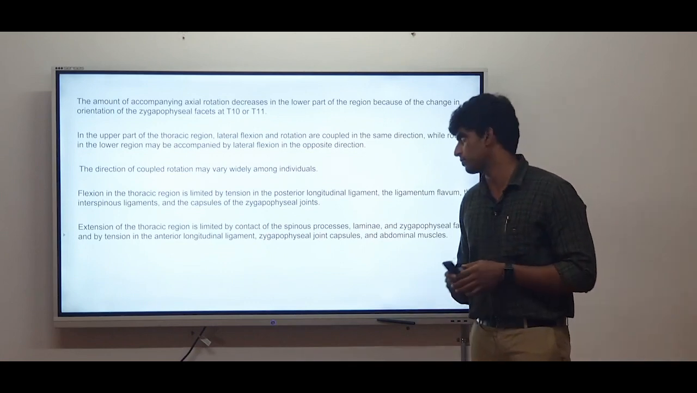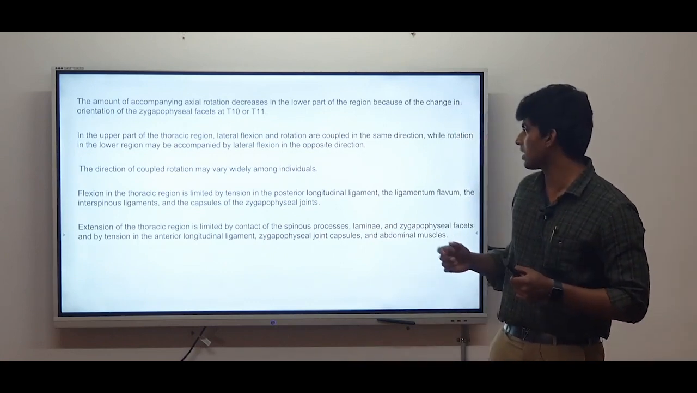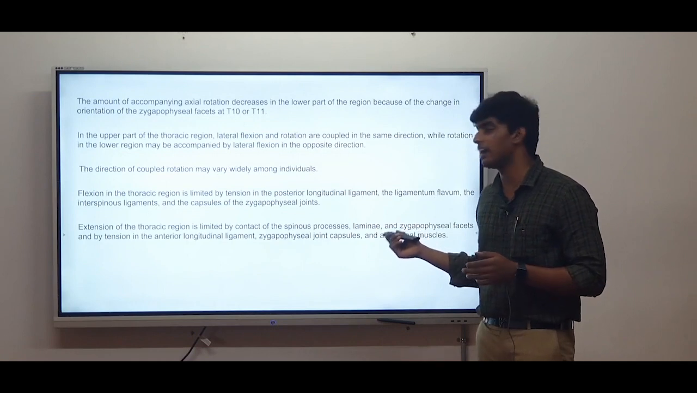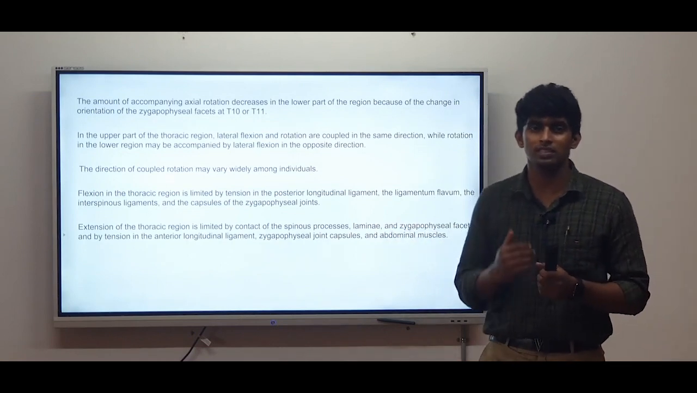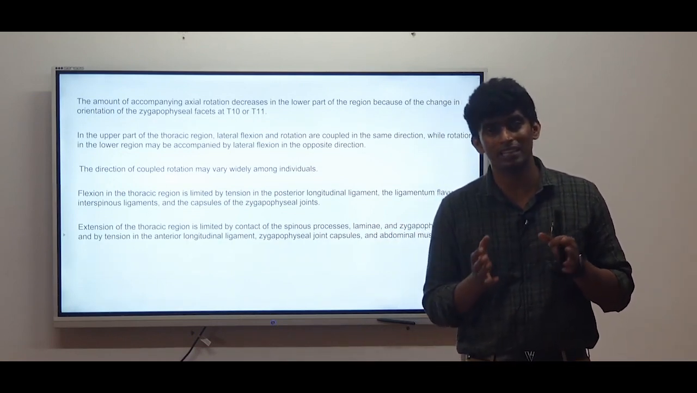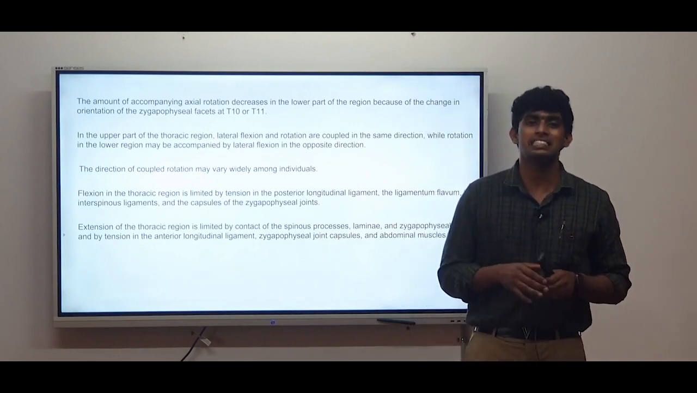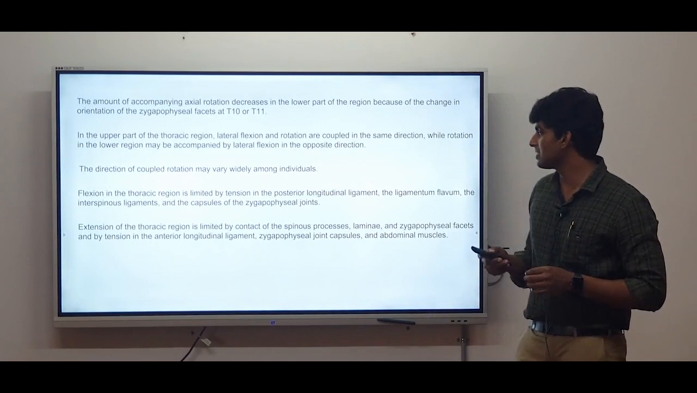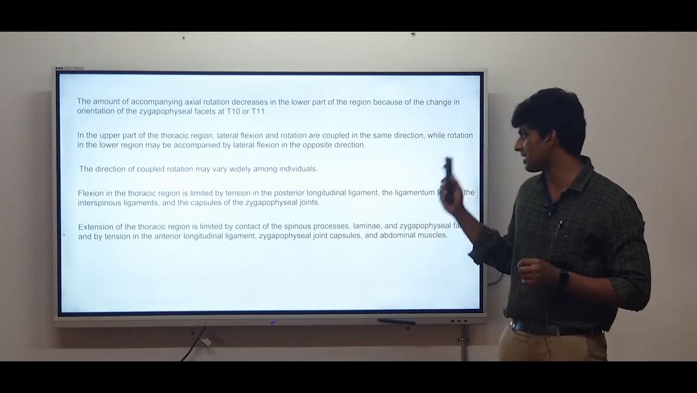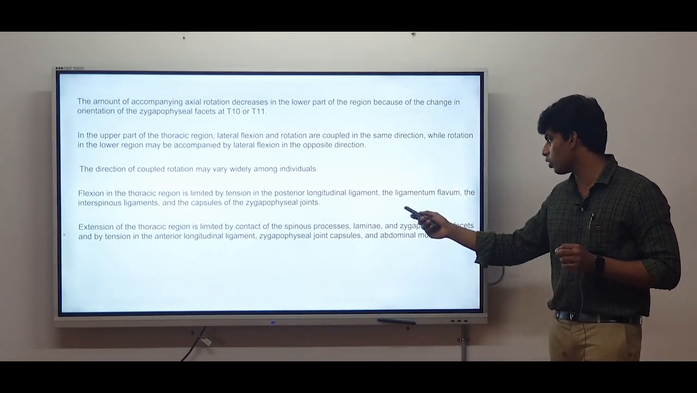They are explaining that the direction of the coupled rotation may vary widely among individuals, because it's not like every individual will be following the same pattern. According to the individual, the pattern can change. Now, flexion in the thoracic region is limited by the tension in the posterior longitudinal ligament.